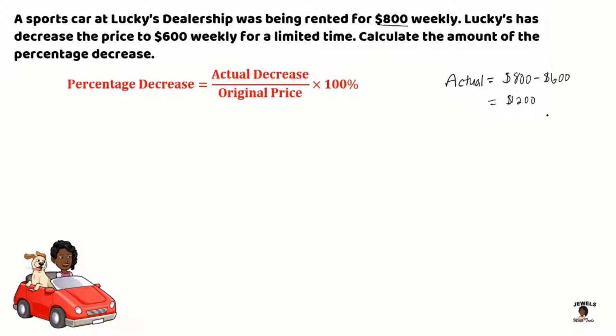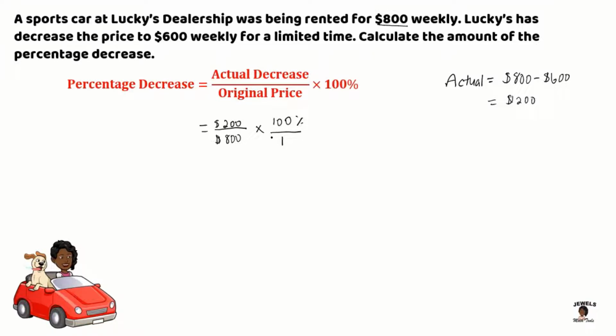So now that we know our actual decrease, we're going to take that actual decrease of $200 and put it over our original amount of $800, which will be multiplied by our 100%. And remember, with your percentages, you can still write this over 1 if it makes you more comfortable when multiplying out your fractions.